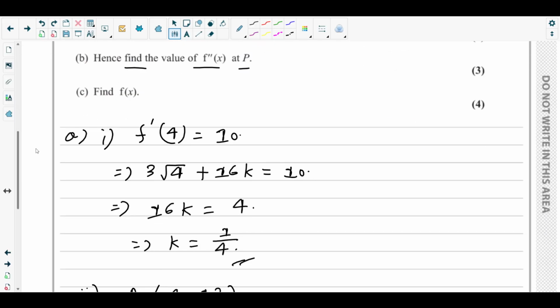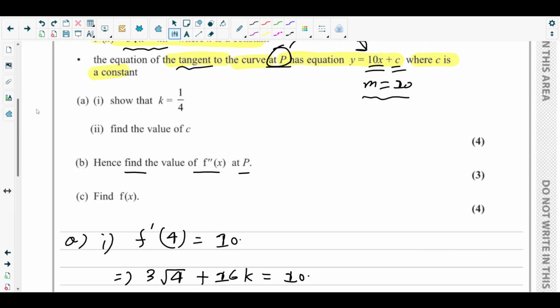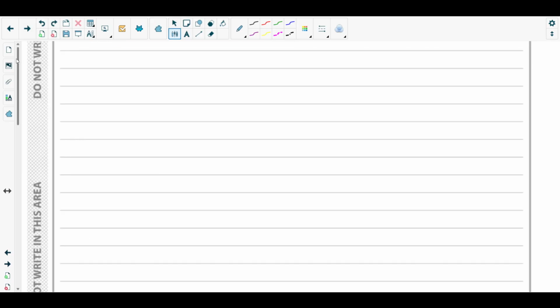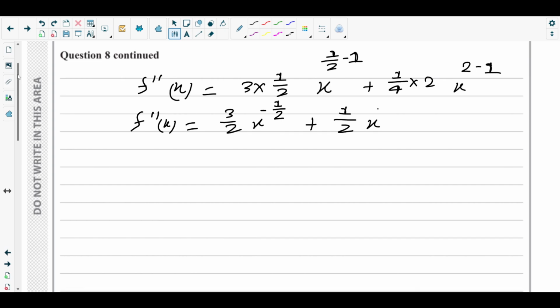Okay, so the second derivative of f of x, we got 3 over 2 x to the power inverse half plus half of x. Now the question is asking to get the value for the second derivative exactly at the point P. So I'm just writing it in a simplified form. This is the simplified form. Inverse half means the x will go to the denominator, because it's inverse, and its power will become half. So if the power becomes half, it is square root of x, simply.